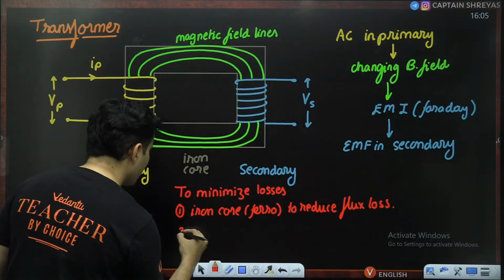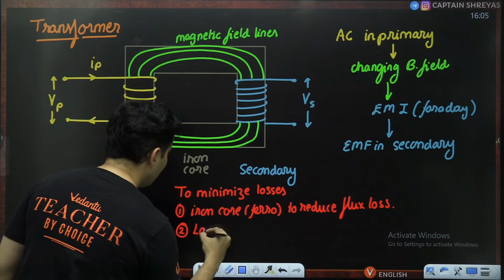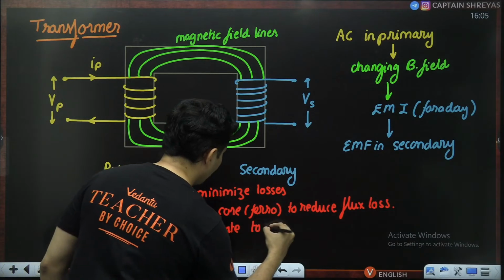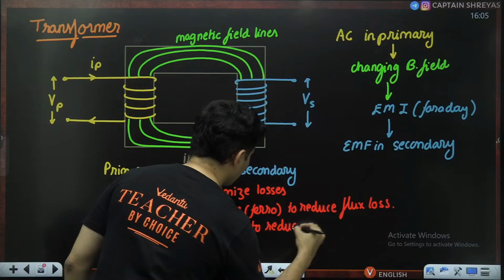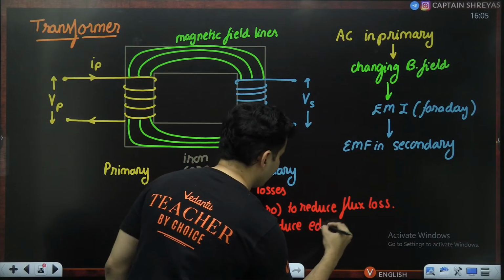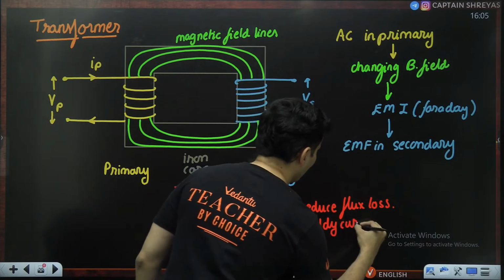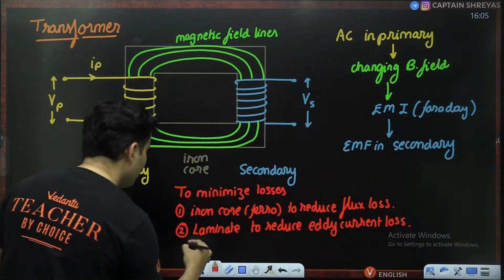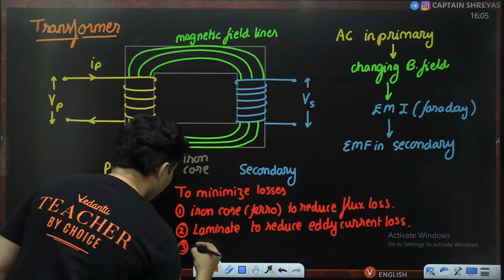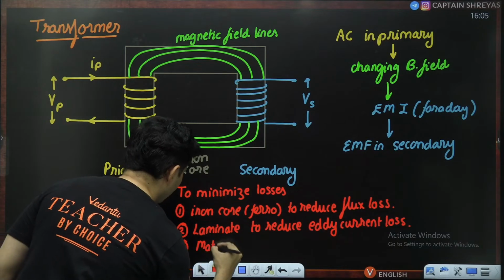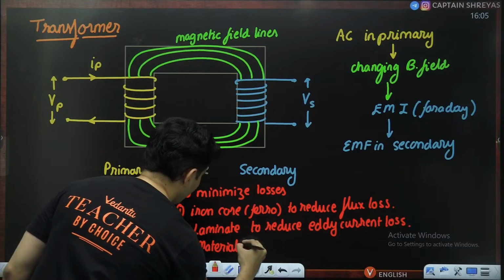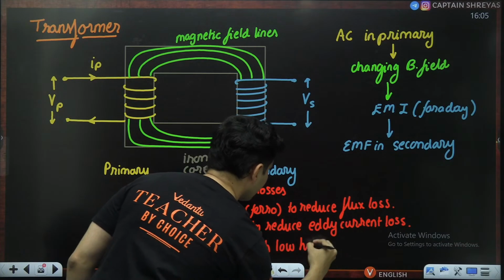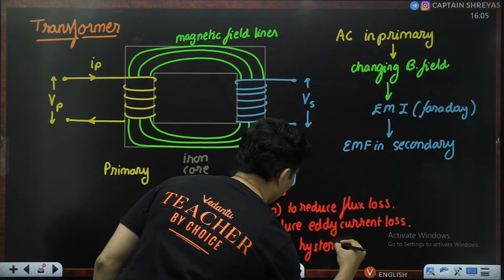You will also see that they might even laminate the core to reduce basically the eddy current loss. Not just that, they might even use materials with low hysteresis loss.